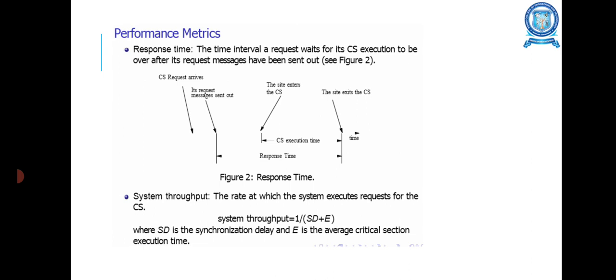The next one is system throughput. Throughput means the rate at which the system executes requests for the critical section. System throughput equals 1 divided by (SD plus E). Here SD is the synchronization delay and E is the average critical section execution time.